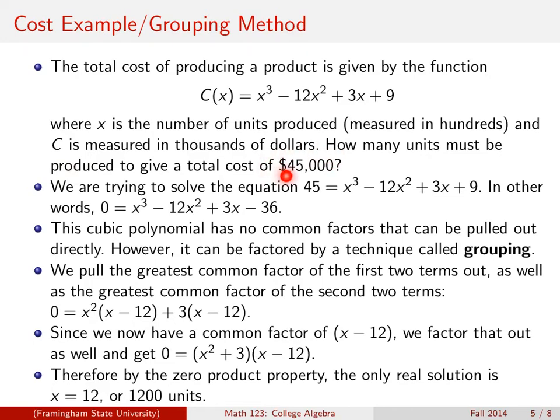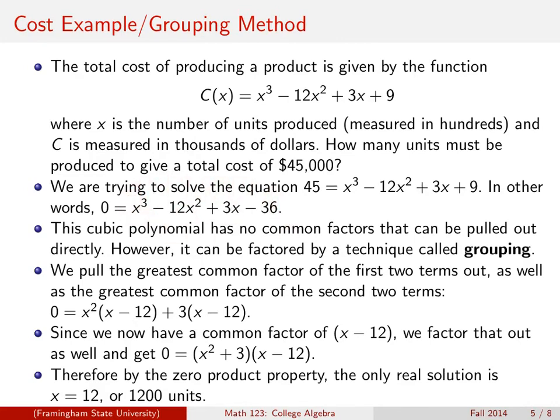So it's important to recognize that that's a c value, or an output to this function. So we can plug in 45 in for c of x. And then if we subtract 45 from both sides, we have a cubic function equal to 0. And it's a cubic function with 4 terms. There's no greatest common factor. And so this is a little different than usual. There's no greatest common factor in terms of the entire c of x function.